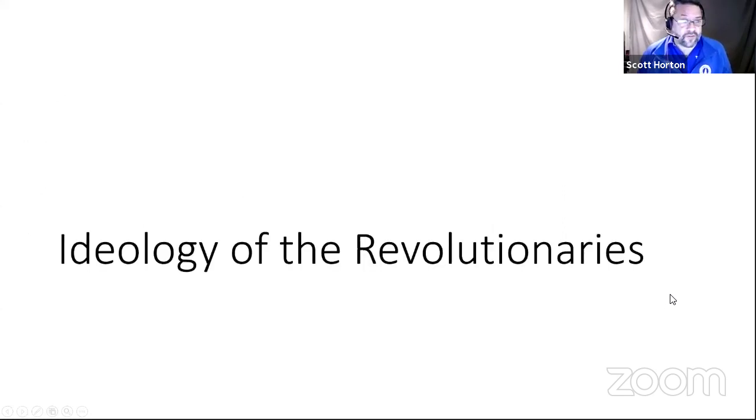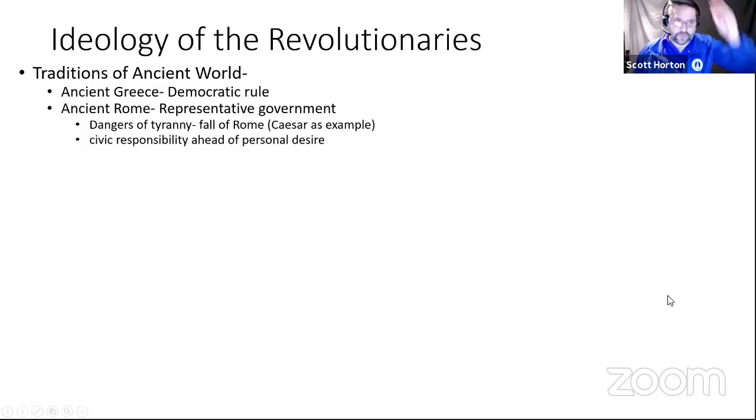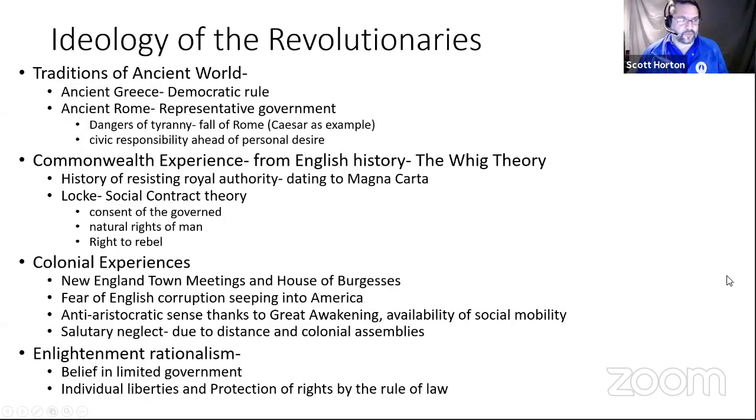All right, moving along, ideology of the revolutionaries. What are the things that they believed? And I'll go through this very quickly. There are lots of roots of the ideas in the revolution. They come from all kinds of different places. So the ancient world, I mean, the American democratic system traces its history all the way back to ancient Greece, ancient Rome, and they give you a couple examples there.